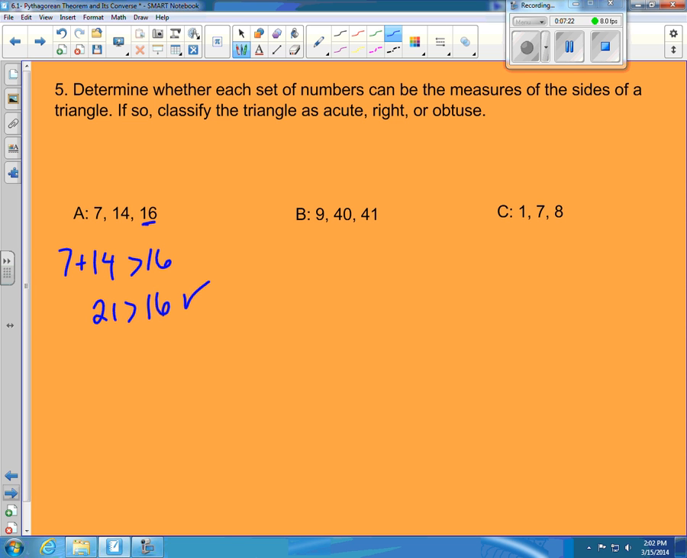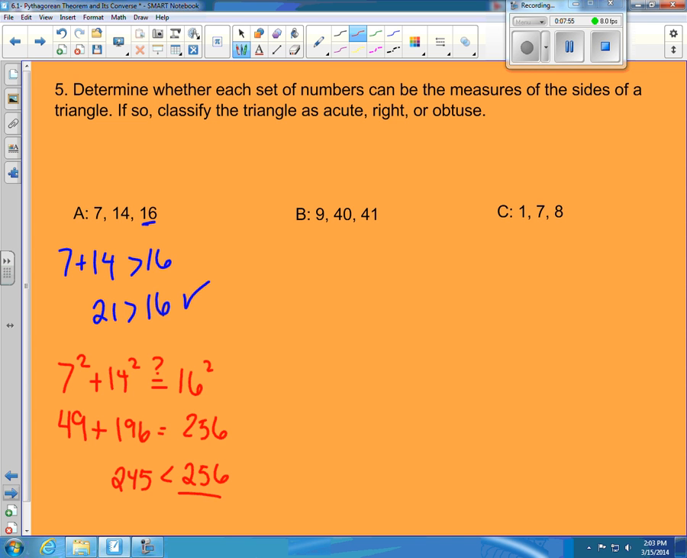Now let's see what kind of triangle it is. Now we're going to throw in the squared. 7 squared plus 14 squared. And we want to know, is it equal to, is it greater than, or is it less than 16 squared? 7 squared gives us 49. 14 squared gives us 196. And 16 squared gives us 256. So let's combine our terms to get 245. And we have 256. 245 is less than c squared. So C is big. So this is an obtuse triangle.